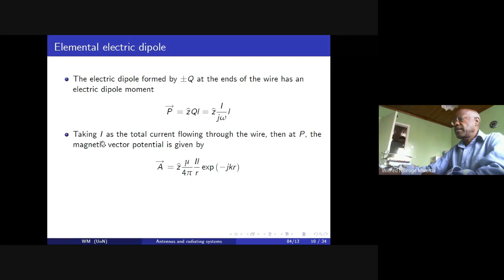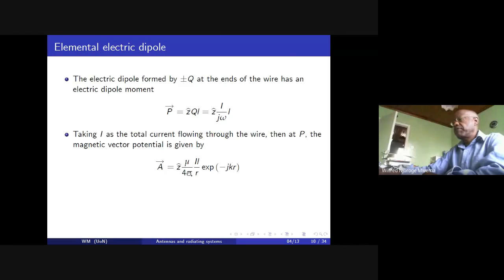I as the total current flowing through the wire, then at P, the magnetic vector potential will be given by A equal to z hat mu over 4 pi, multiplied by the current and the length of the dipole, divided by the distance from the dipole to the field point, and multiplied by the propagation constant exponent factor, e to the minus j k r, which is what we were calling the retardation effect. That is, it takes time for the effects happening at the wire or at the antenna to be felt at the field point at P.